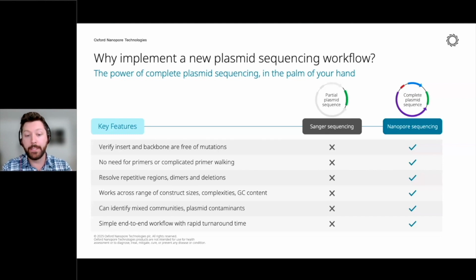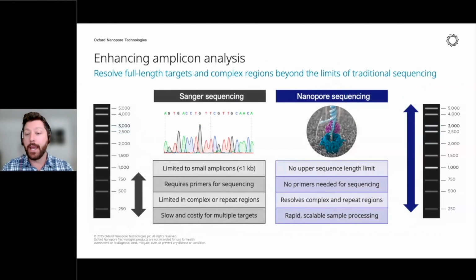So as we've already seen, Nanopore data is also fast. This makes it really suitable for these routine quality checkpoints, as well as construct validation during rapid development cycles. When it comes to amplicon sequencing, I'd also like to make the case that you no longer need to be limited by constraints of legacy short read approaches.